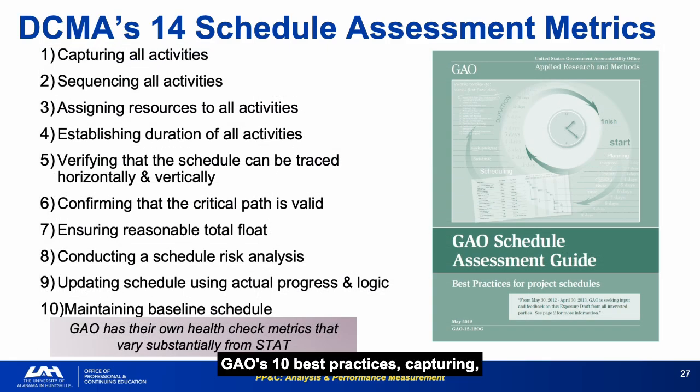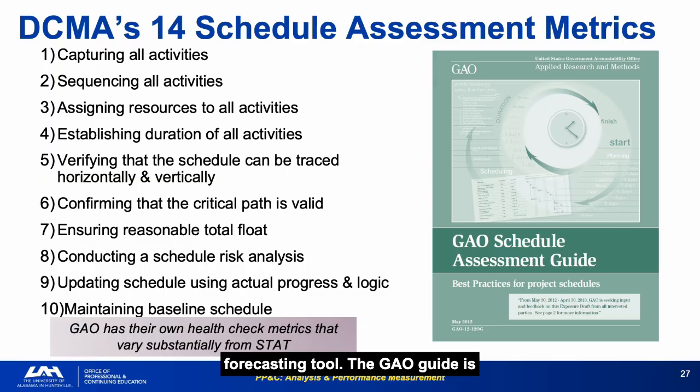GAO's 10 best practices: capturing, sequencing, resourcing, and establishing durations for all activities, traceability, valid critical path, reasonable float, schedule risk analysis, updating with actual progress, and maintaining a baseline. The GAO framework is more principle-based and less metric-driven than DCMA. It is used by GAO auditors to assess whether a program schedule is reliable as a forecasting tool.